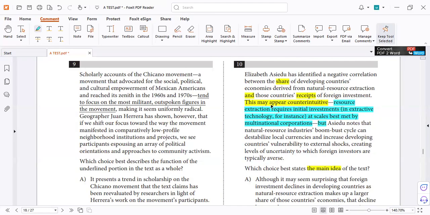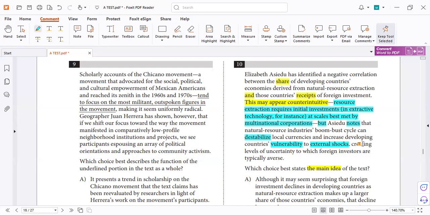Remember, she said this may appear, but note that when you find the conclusion or finding, focus on it. So your answer must be here. Natural resources industries' boom-bust cycle can destabilize local currencies and increase developing countries' vulnerability to external shocks, as is happening right now in the Gulf countries. That's why they want to change their policies.